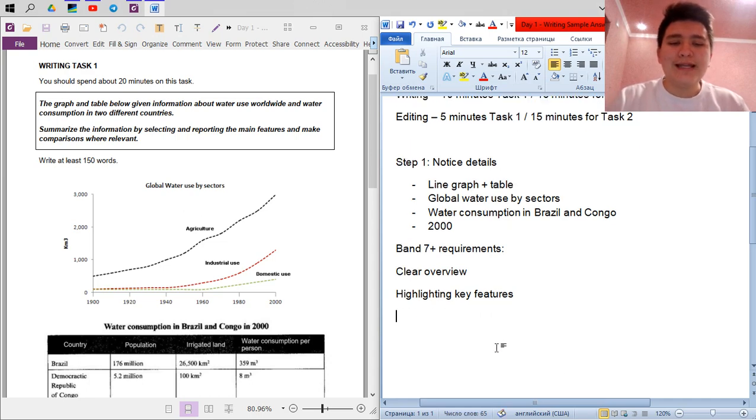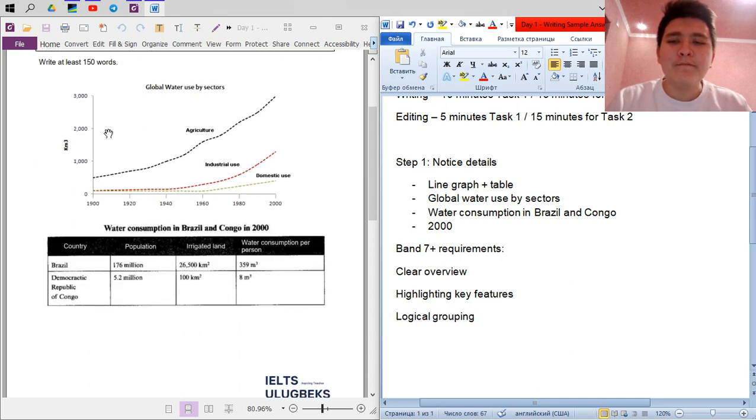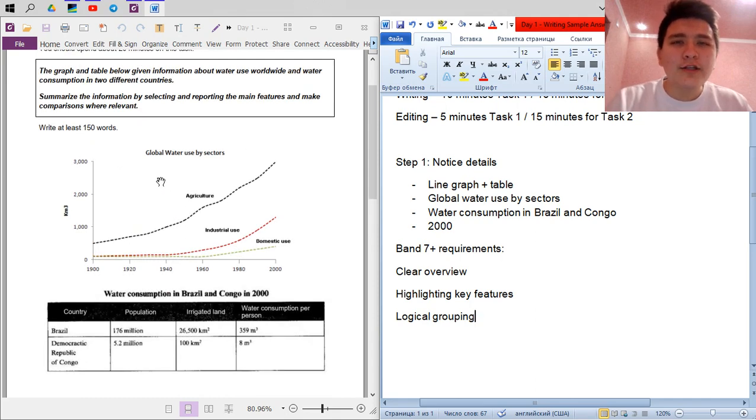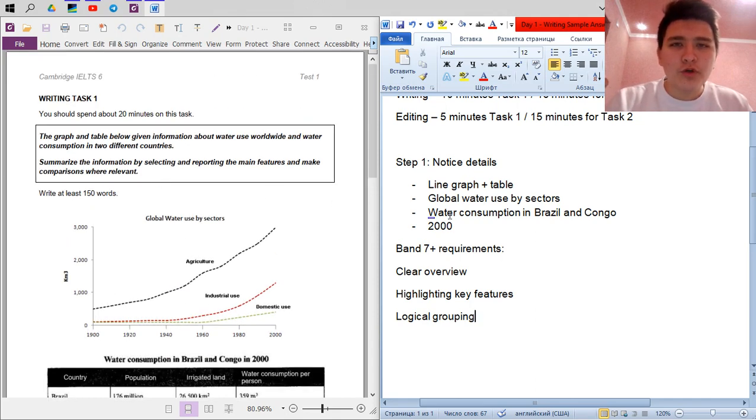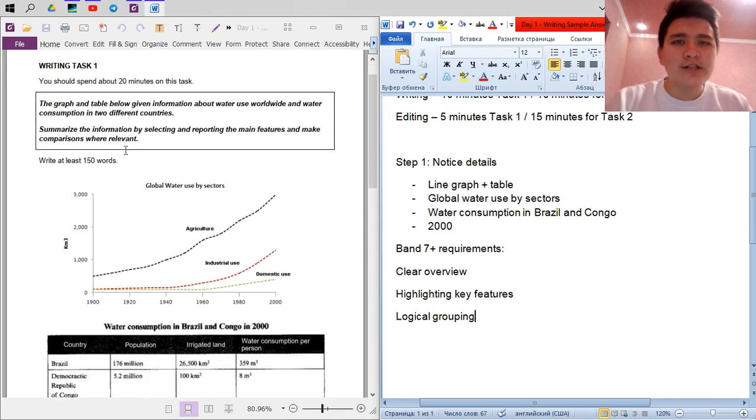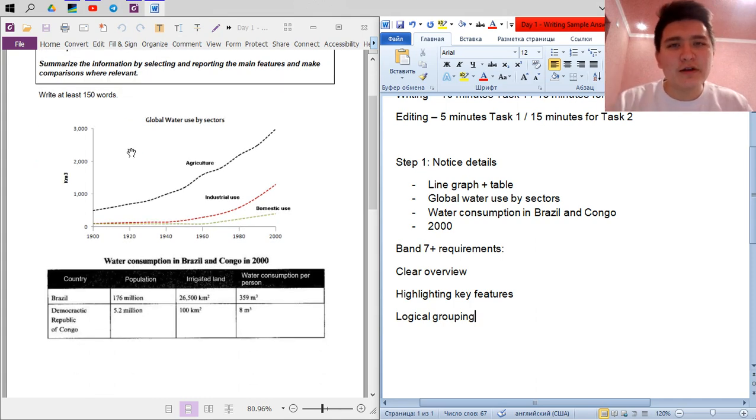Now, the final thing is logical grouping. So grouping the information in the sense of putting the pieces of information in the correct paragraphs. Why did you write this and that in detail paragraph one? Why didn't you write it in detail paragraph two, right? And why do you have three detailed paragraphs? Why not two? Why not one? So this is what we call logical grouping.